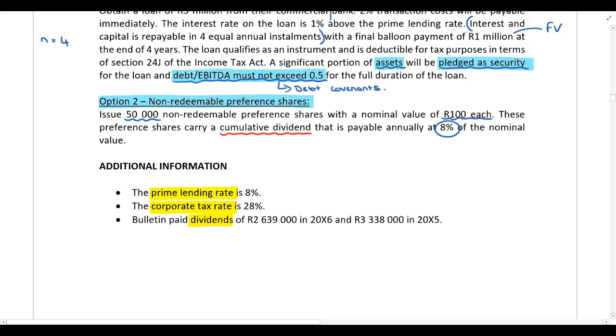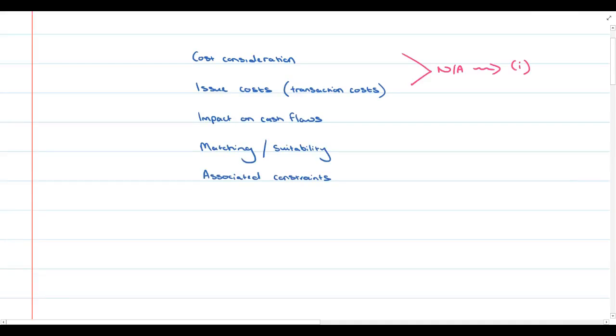Then in addition to that, we also have debt covenants that have been imposed by the bank. And the risk obviously with this is if they don't meet those debt covenants, if they don't maintain a debt to EBITDA ratio of 0.5, or if it exceeds 0.5, then the loan becomes repayable. And if they can't repay that loan, the bank is going to repossess their assets because those assets have been given as security. All right, so those are the discussion points under associated constraints.